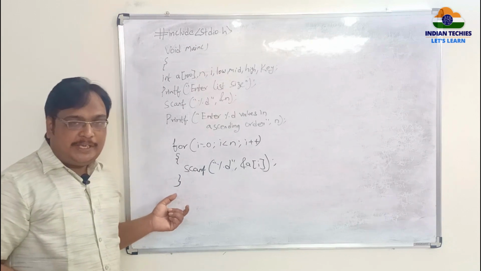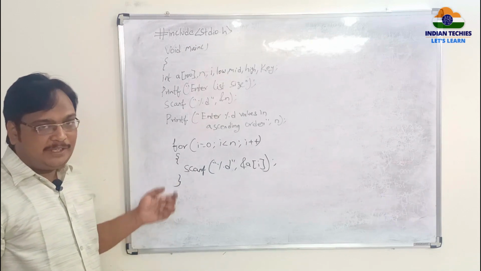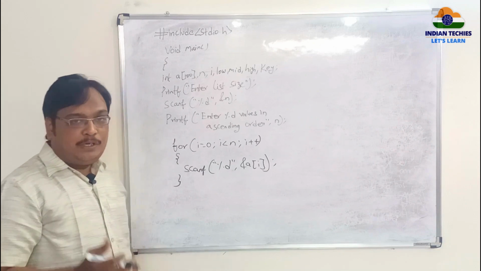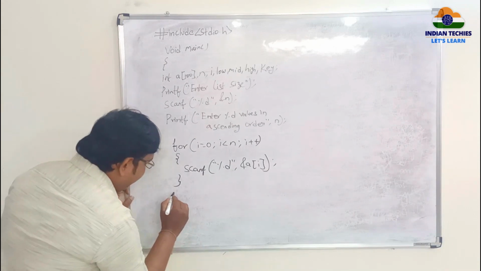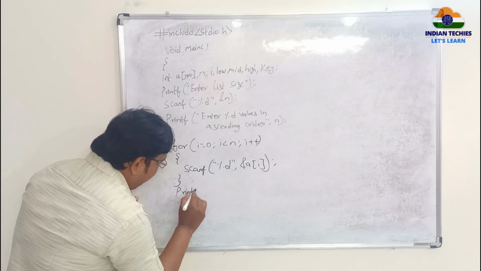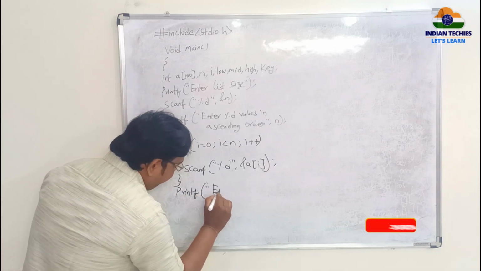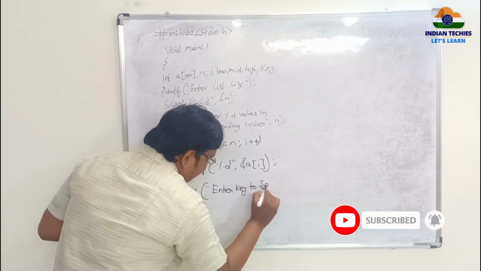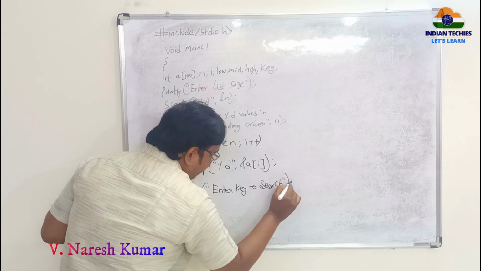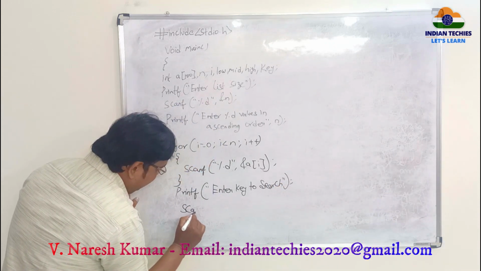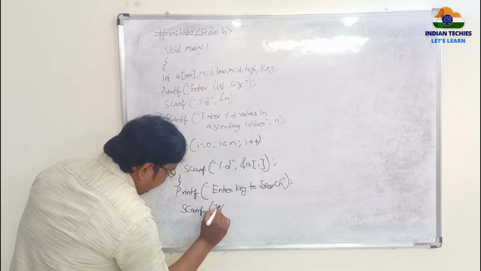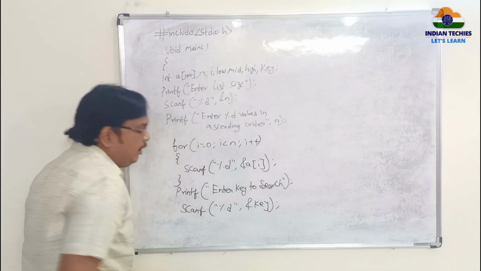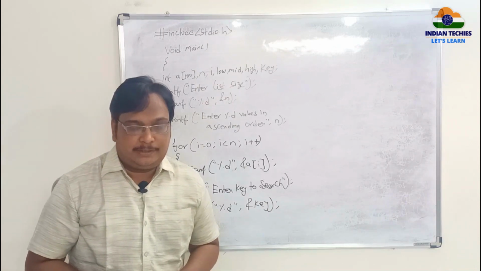Close. This for loop takes input for n number of values, whatever the size that we give. Next, we also should take the input for the value that you want to search from the above list. That is printf "enter key to search". So whatever the key that you want to search, I am going to give input, that is scanf, since it is an integer, %d, &key. Now my input has been completed.